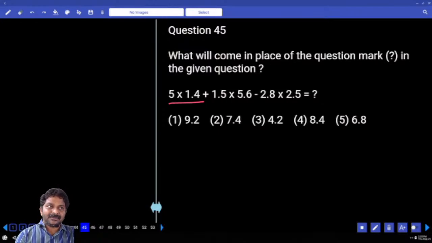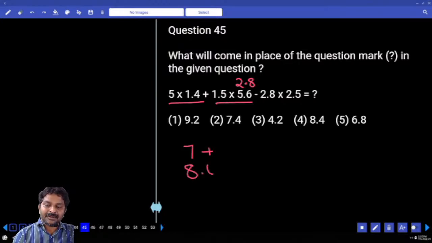5 times of this number. 10 times and half. How much is that? 7 plus 1.5 times of this number. 1 time plus half time. 1 time is 5.6. Half of that number is 2.8. Both together 8.4. So far the positive number sum is 15.4.